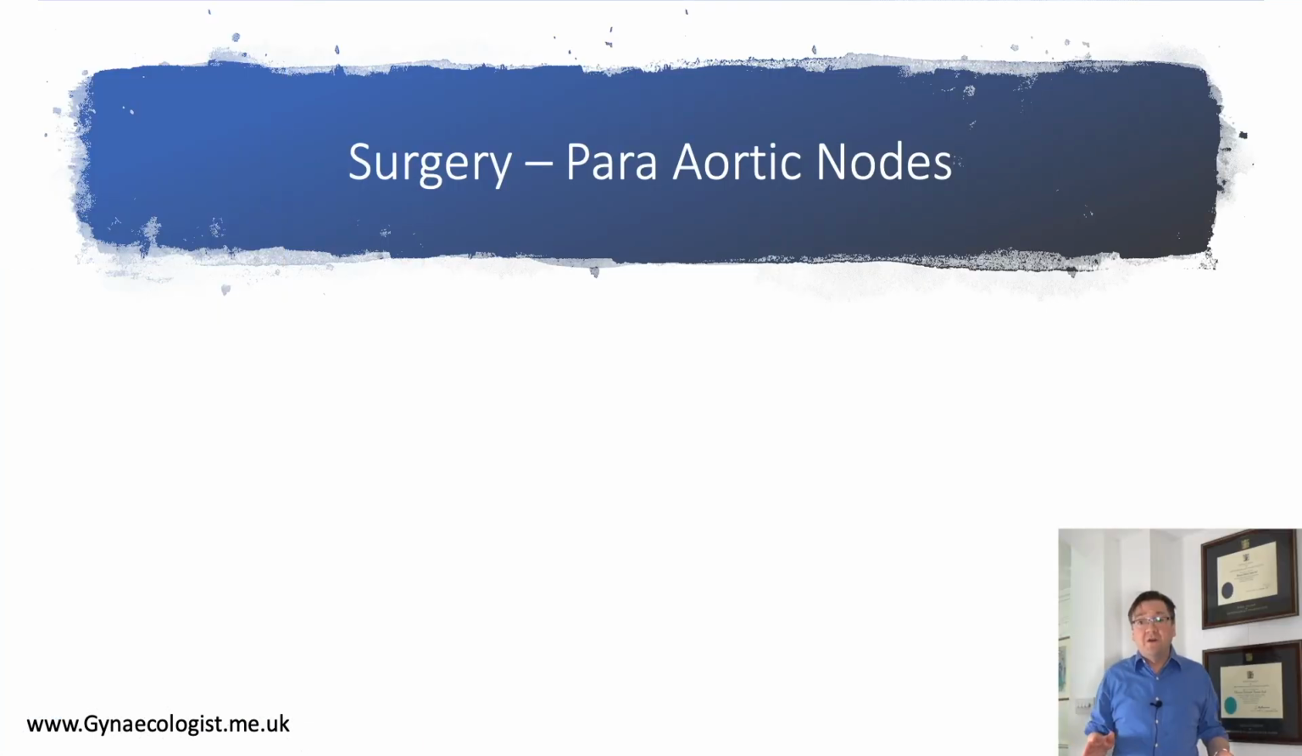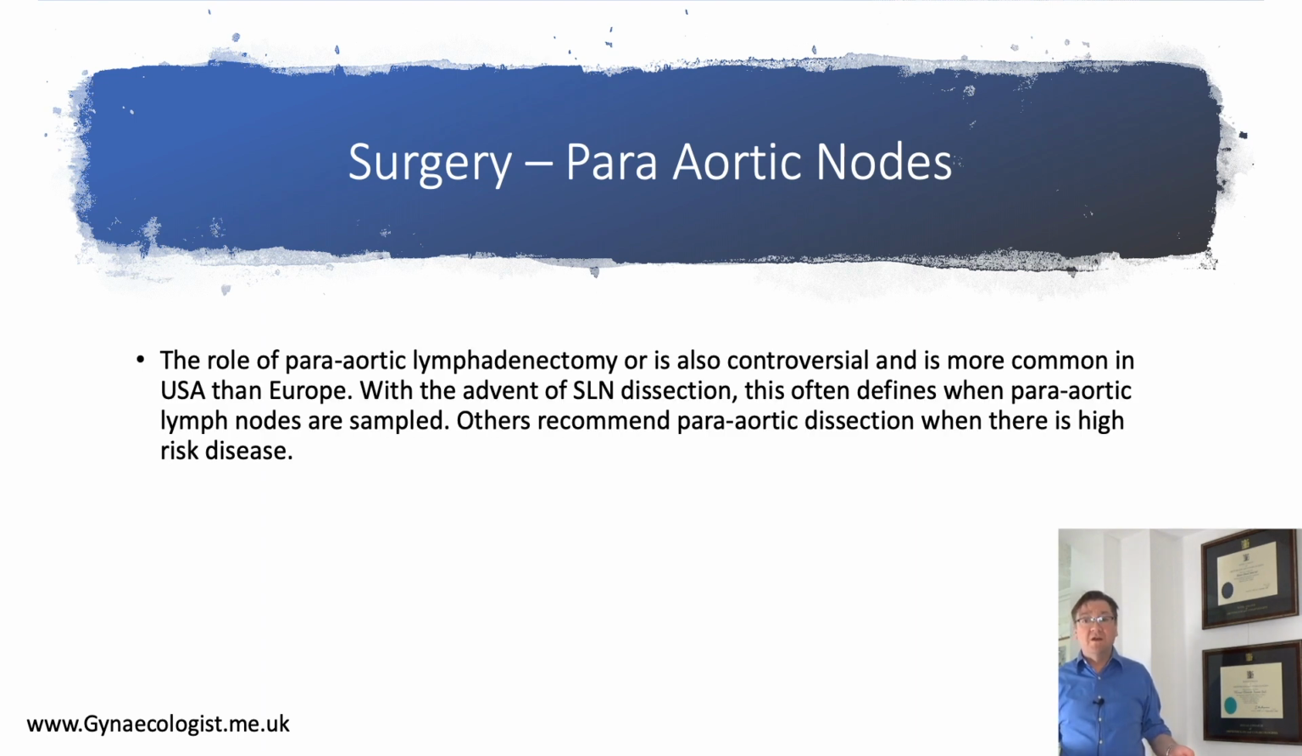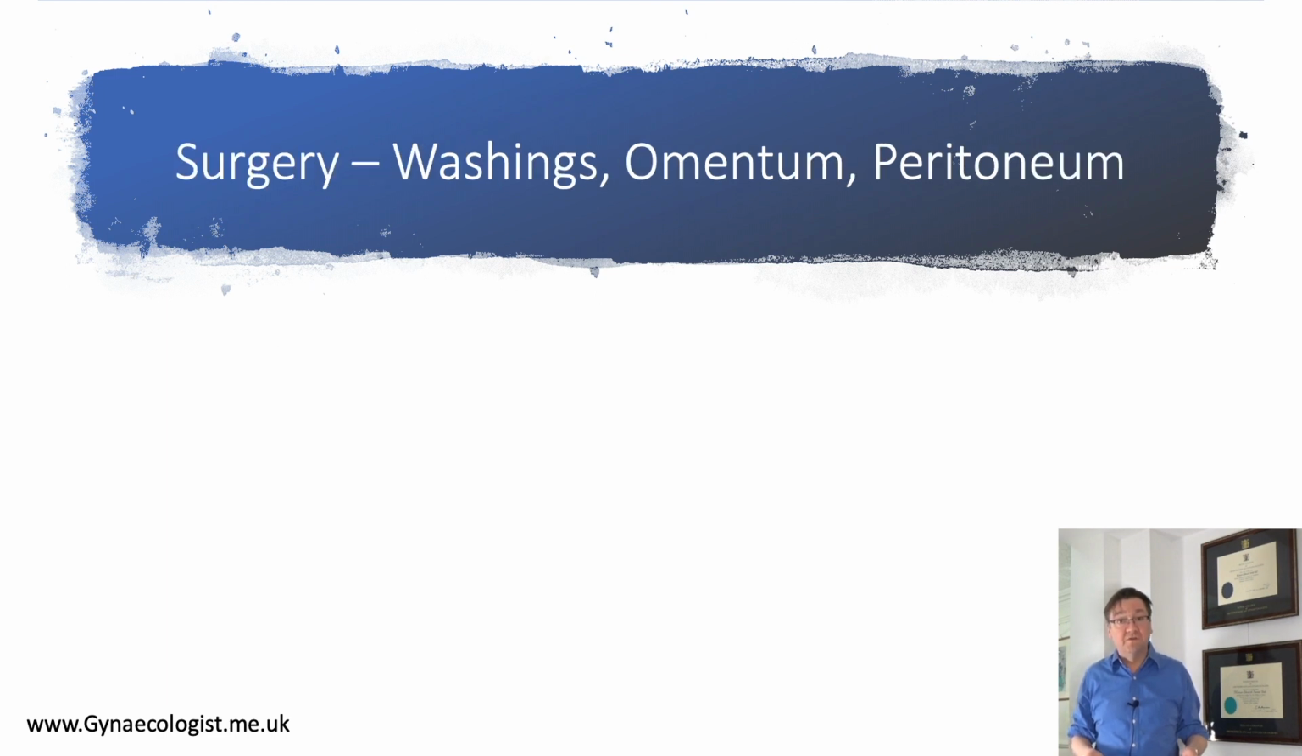The role of para-aortic lymphadenectomy is also controversial and is more common in the Americas than in Europe. With the advent of sentinel lymph node dissection, however, this is decreasing, as it often defines when para-aortic lymph nodes need to be sampled. Others recommend para-aortic dissection when there is type 2 disease. But this is controversial at the moment, and I wonder what this lecture will be like in a few years' time.